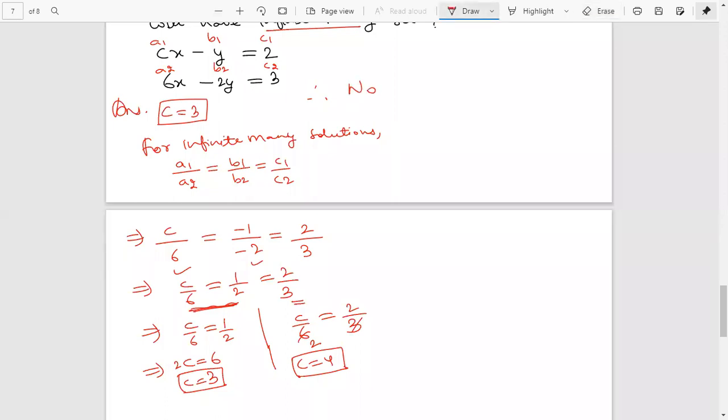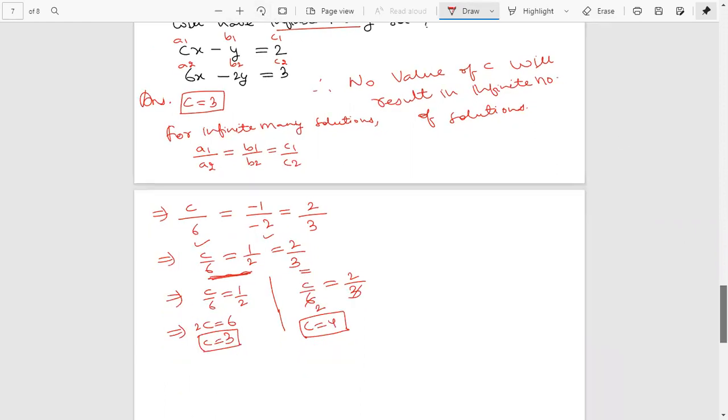So no value of C will result in infinite number of solutions. Suppose this is the question, then this will be the answer. So this question is different. This question was asked by Akula, but she is not confirming. But for the time being, I will check one second from my side.